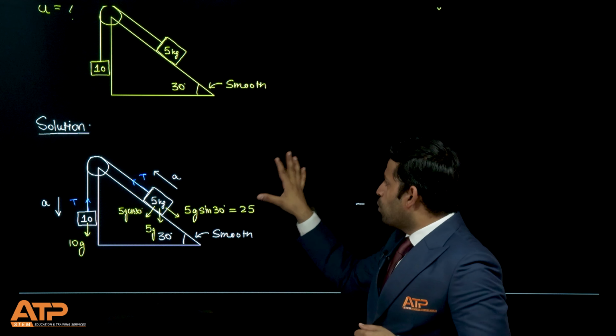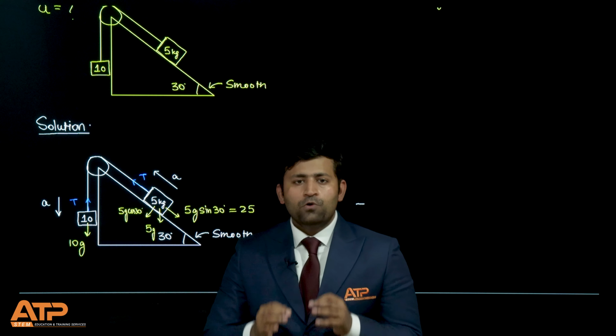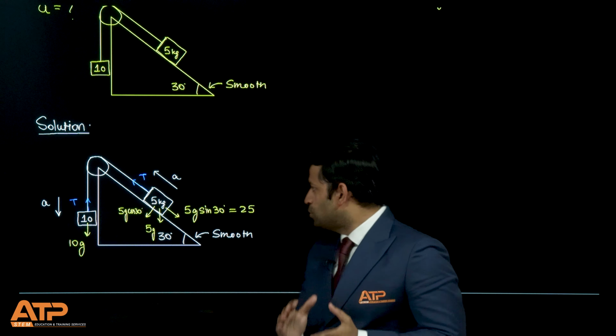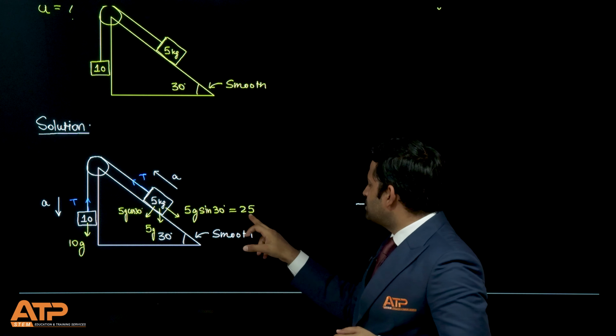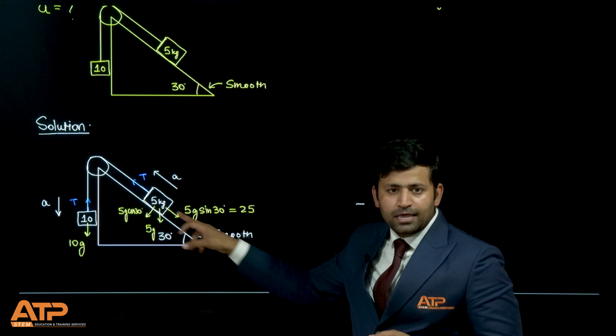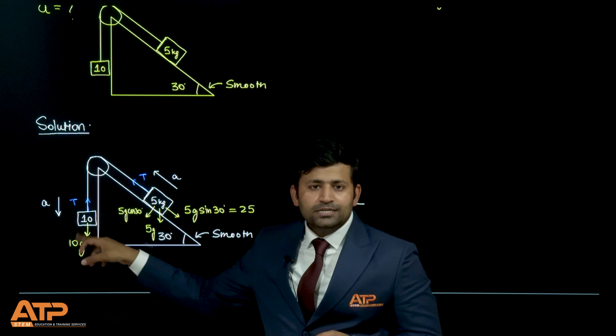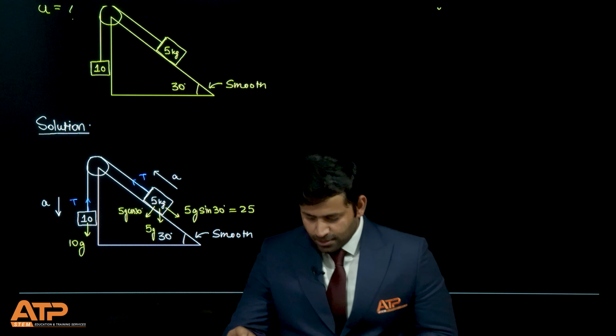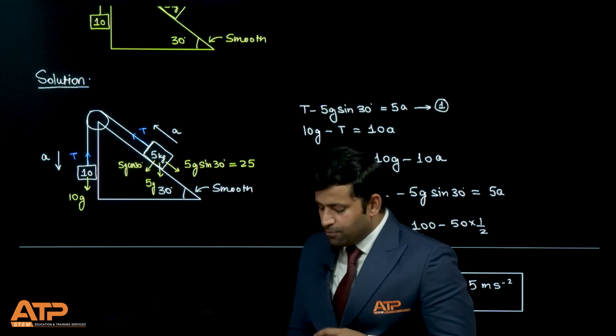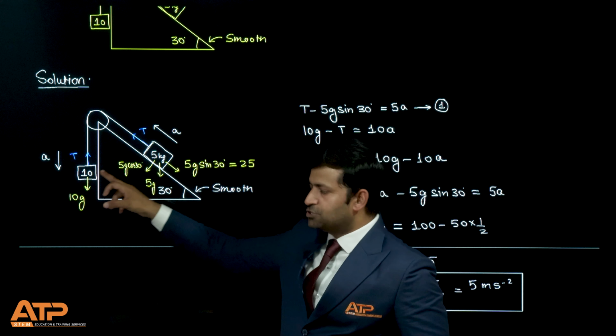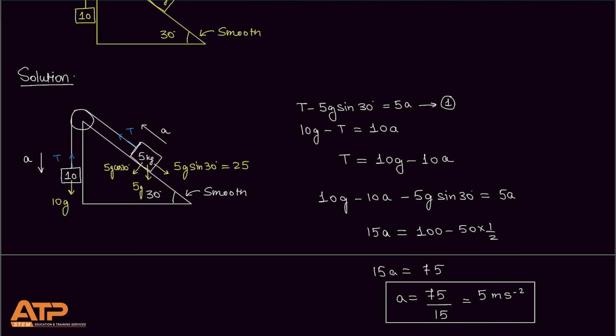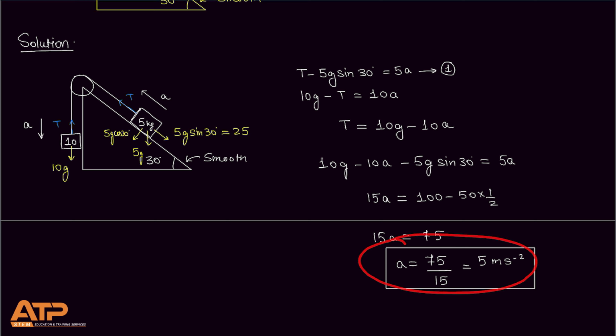Firstly, in order to know what forces are acting on the masses, we need to draw the free body diagram. You can see 5g sin 30, which is 25 Newton, is acting in this direction, while 10g is acting in the downward direction. So the next step would be applying Newton's second law for these two masses. We will be getting net force equal to mass times acceleration for both the masses. By taking these two equations and simplifying them, we can figure out the acceleration.